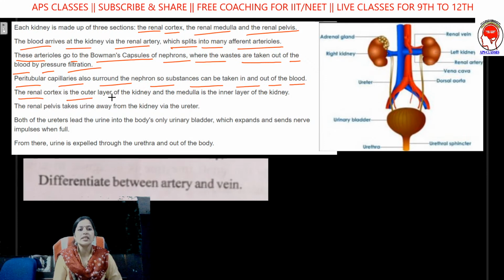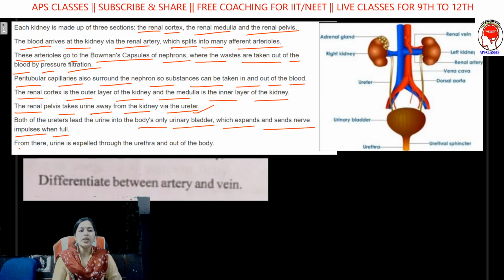The renal cortex is the outer layer of the kidney, and the medulla is the inner layer of the kidney. The renal pelvis takes urine away from the kidney via the ureter. Both the ureters lead the urine into the urinary bladder, which expands and sends a nerve impulse when full. From there urine is expelled through the urethra and out of the body.